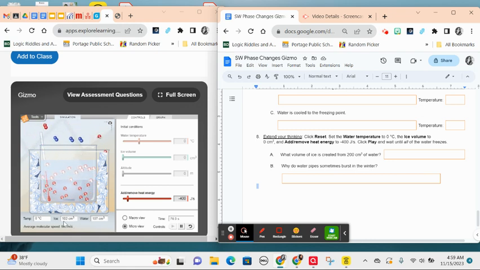We can see that our ice is increasing in volume. So letter A, what volume of ice is created from 200 centimeters of water? 217 centimeters of ice. So we gained volume. We gained 17 cubic centimeters in volume. So ice takes up more space than water. So why do water pipes sometimes burst in the winter? So if there's water in the pipes and ice takes up more space, and so that water freezes, it's going to create some breakage. Those pipes are going to break.